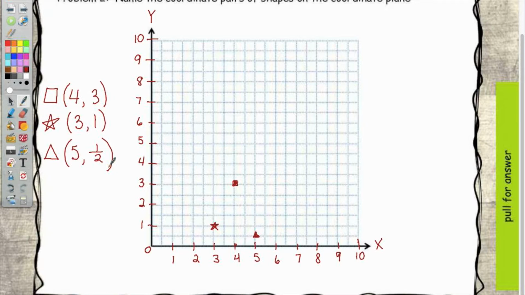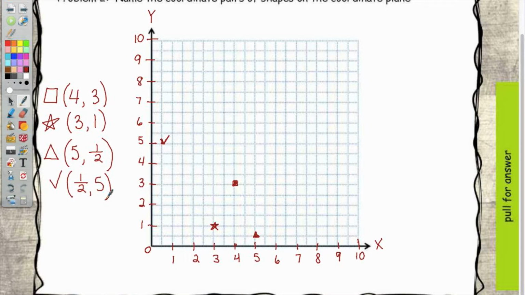I want you to put a check mark at 1/2, 5. One half 5. One half 5 would be right here. So the check mark, what are the x and y coordinates of it? 1/2 of 5. 1/2 of 5. Good.